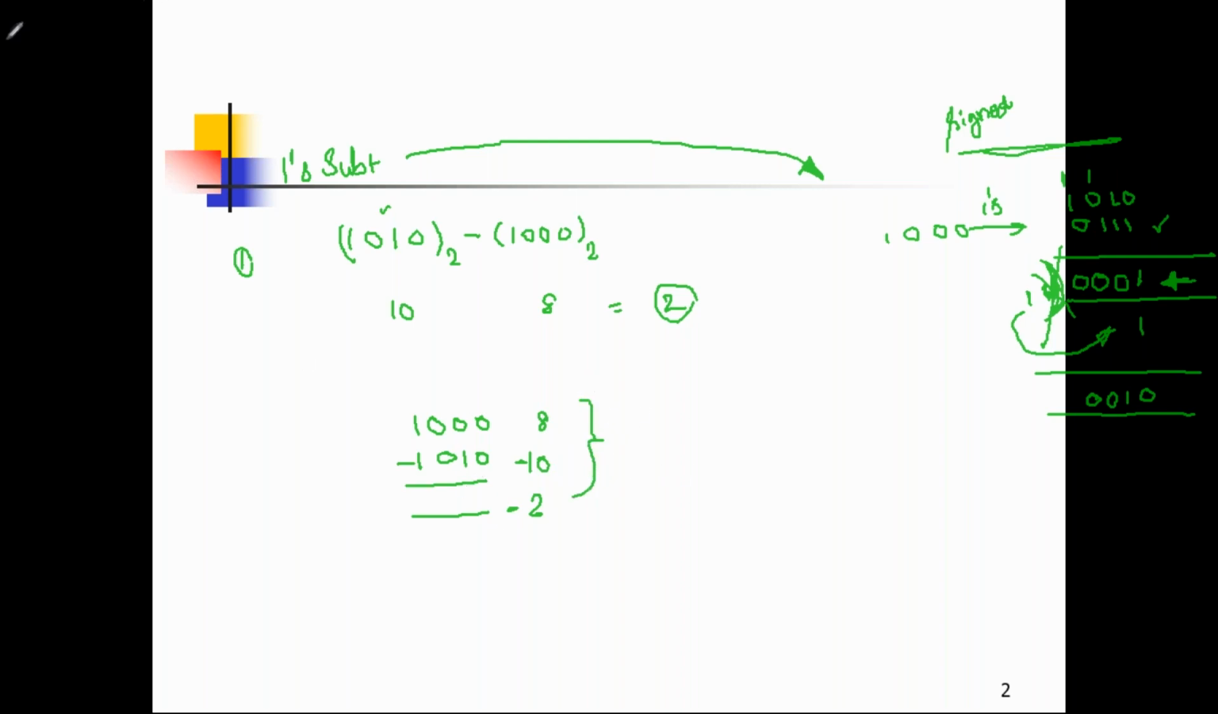Okay, now you listen carefully. Similar procedure. Take the first number as it is. Then take the ones complement of the given second number, so it becomes 1 1 0 1 0. Okay, now add both. 0 plus 1 is 1, 0 plus 0 is 0, 0 plus 1 is 1, 1 plus 0 is 1, 1 plus 1 is 1.